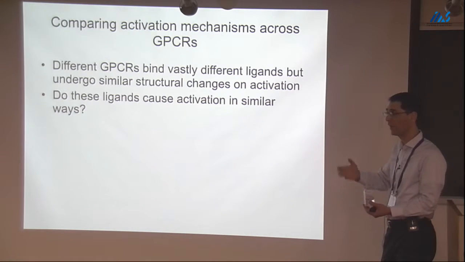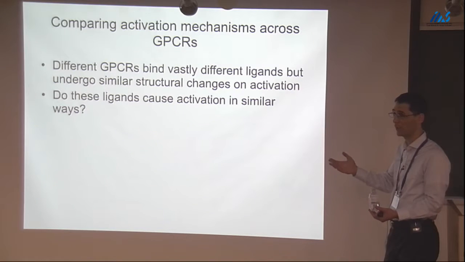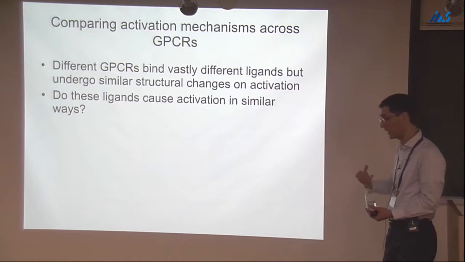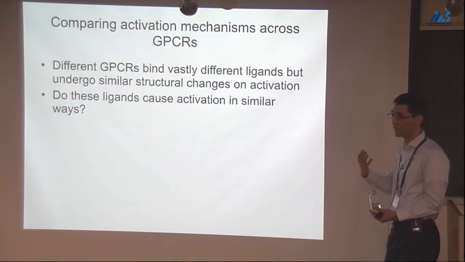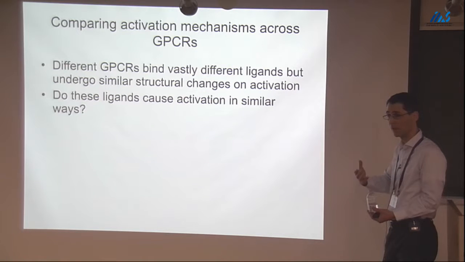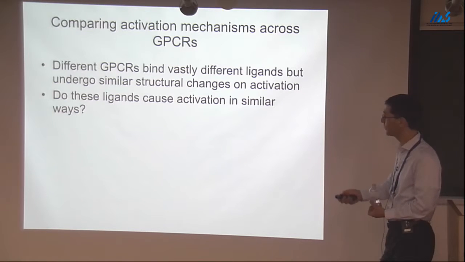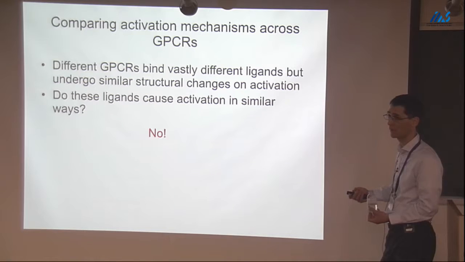So different GPCRs in the family sense the presence of vastly different ligands. They've evolved to sense the presence of vastly different ligands. So the question is, these different ligands that cause a similar conformational change on activation, are they acting in similar ways or in different ways? And the answer, at least for the ones we've studied, appears to be that they're acting in very different ways.